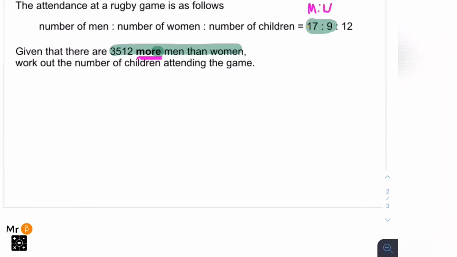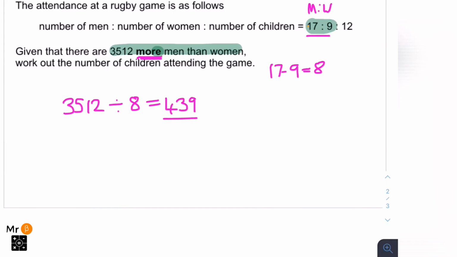So if we drew these out as boxes, we would notice that there are 8 extra boxes. So 17 take away 9 is 8 boxes. So because we're told how many more men we have, we've got to do our 3,512 divided by 8. And that will tell us how much goes in each box. So now we know each box is worth 439. It wants you to work out how many children are attending the game.